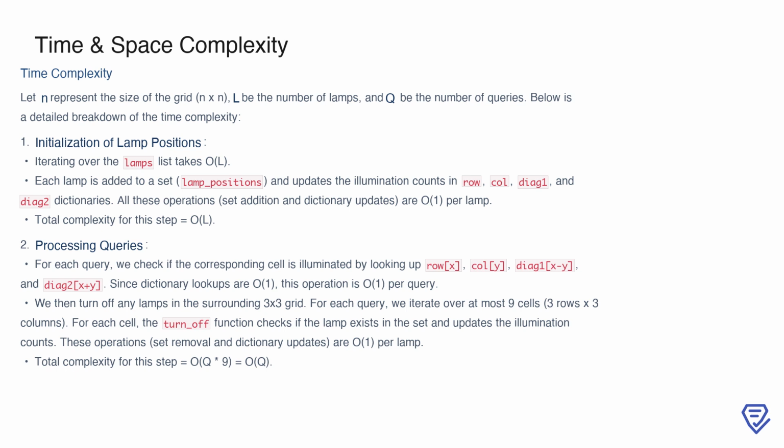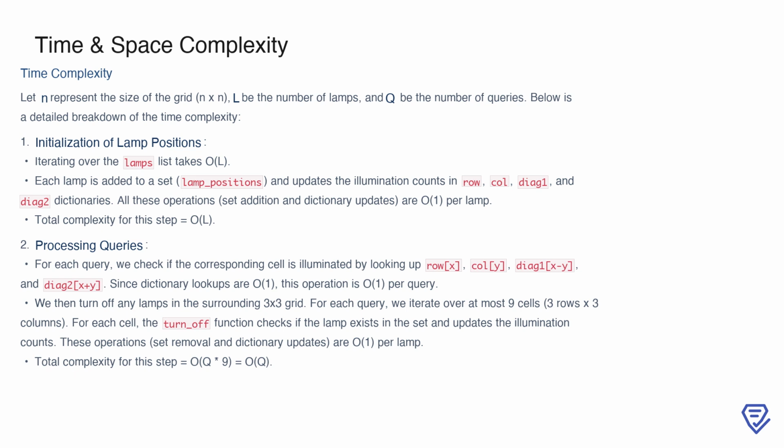Here, we iterate through the list of lamps, which gives us an O(L) time complexity since there are L lamps. For each lamp, we add its position to a set and update the illumination counts for rows, columns, and diagonals using dictionaries. These operations are constant time, O(1), for each lamp. Therefore, the total time for initialization remains O(L). Next, we consider the process of handling the queries.